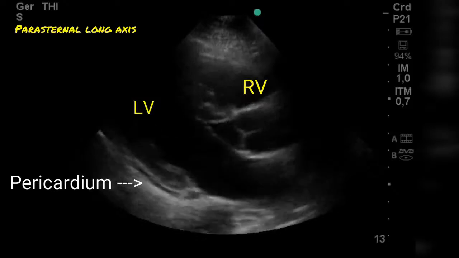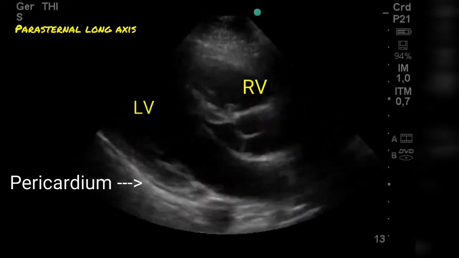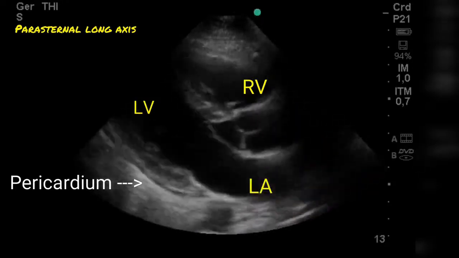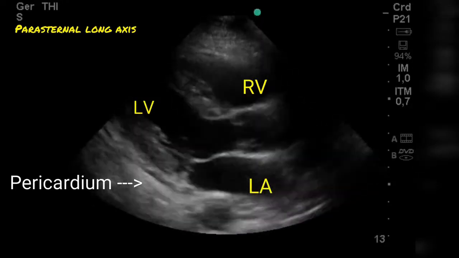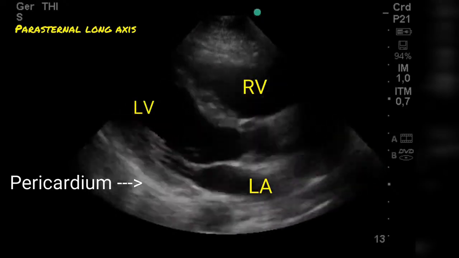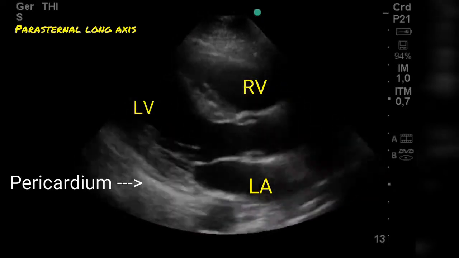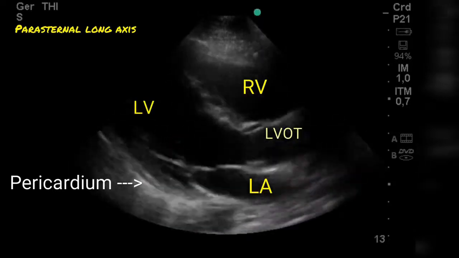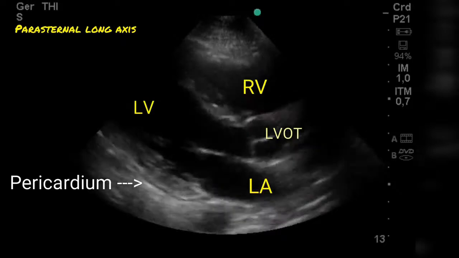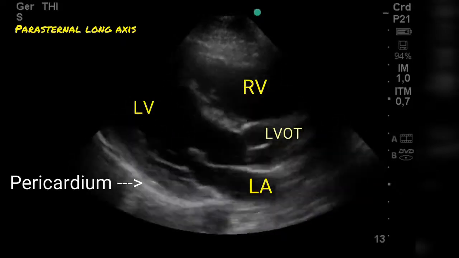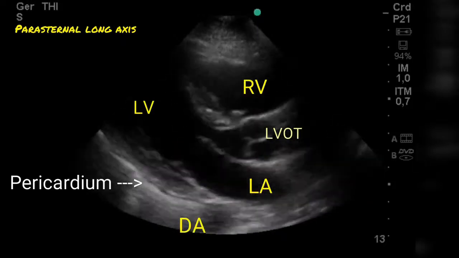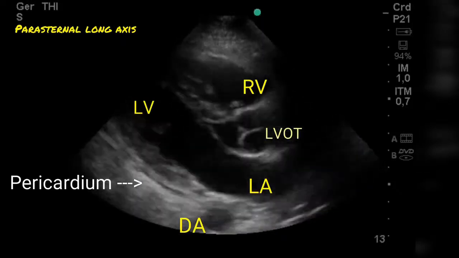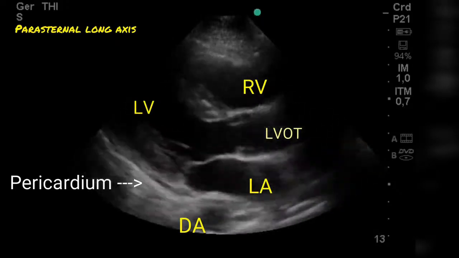In the lower right portion of the screen, we can identify the left atrium. In between the left atrium and left ventricle, we can see the mitral valve. After that, the left ventricular outflow tract can be seen. In between the left ventricle and the outflow tract, we can see the aortic valve. And in the lower portion of the screen, we can identify the cut section of the descending aorta that is situated outside the pericardium.